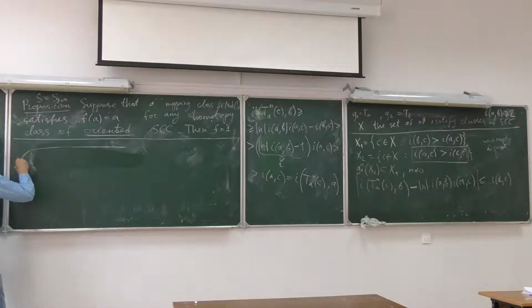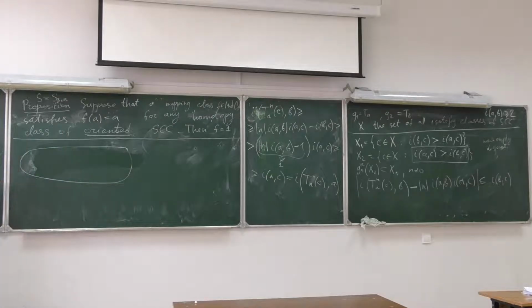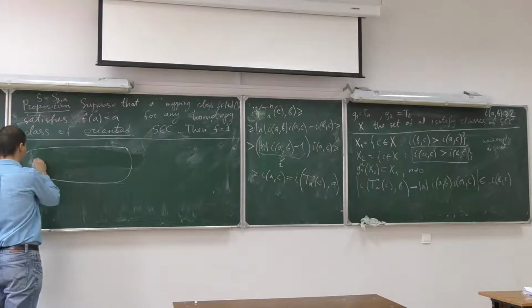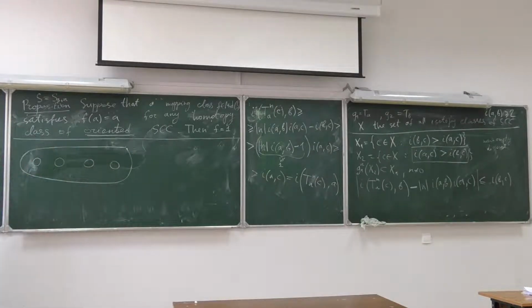First, let us consider a surface without punctures. Then I will say which changes should be made for a surface with punctures. If we consider a surface without punctures, let us consider the following chain of curves.